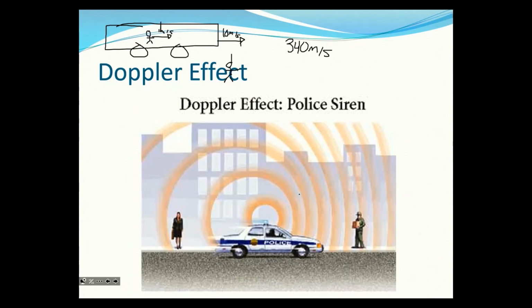But with waves, it doesn't work that way. If this cop car is moving at 10 meters per second, and those waves have to travel 340 meters per second, you think, oh, maybe it's 350 meters per second, that's what the waves would be moving at, but it isn't. They have to move at 340 meters per second. So even though this cop car is moving in that direction, the waves can't go any faster than 340 meters per second.